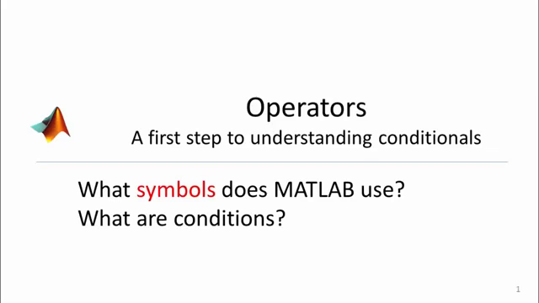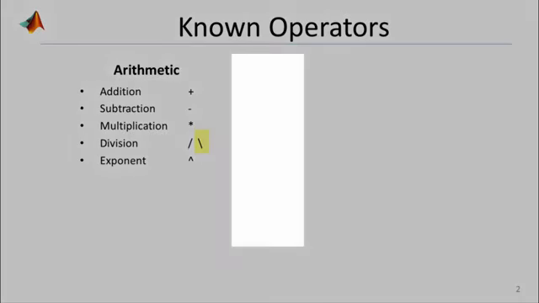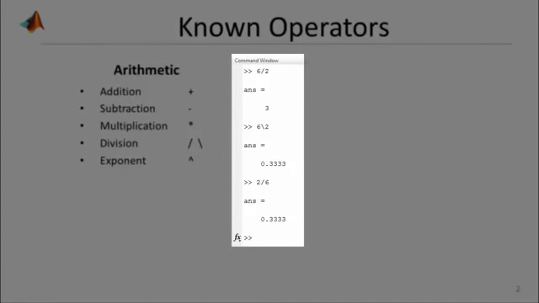Before we start learning about conditionals, we need to introduce some operators. What symbols does MATLAB use, and what are conditions? You are very familiar with arithmetic operators: addition, subtraction, multiplication, division, exponent. There is one you have never used in the past, the opposite division. If 6 divided by 2 is equal to 3, what is 6 the other division to? Well, it would be 2 divided by 6. It reads from right to left. This is very unusual and specific to MATLAB. I have rarely used it, but it does exist.